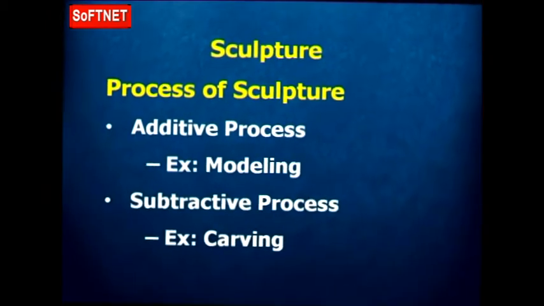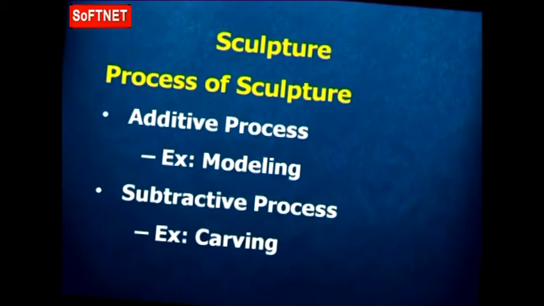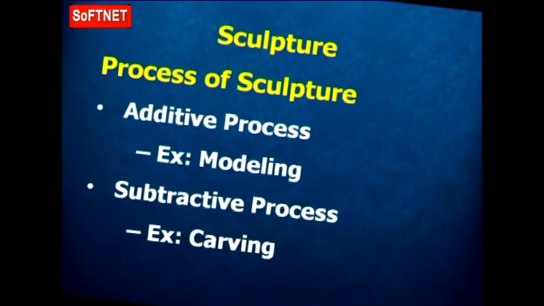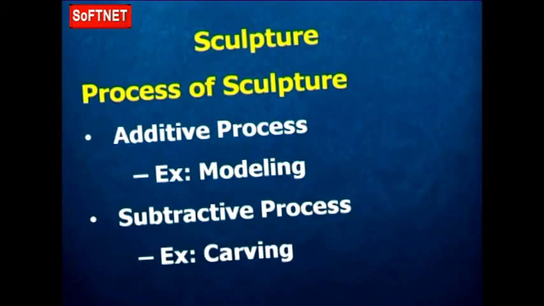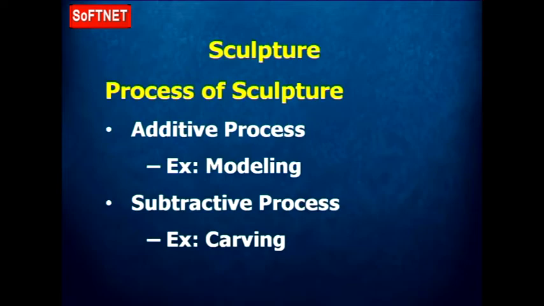So what are the processes of sculpture? Sculpture can be made in an additive process. For example, when you make a sculpture out of clay, you make form by adding clay. You are adding, which is why it is additive. Another is the subtractive process, where you are subtracting, you are removing. So carving, whether it is stone carving or wood carving, is an example of a subtractive process.